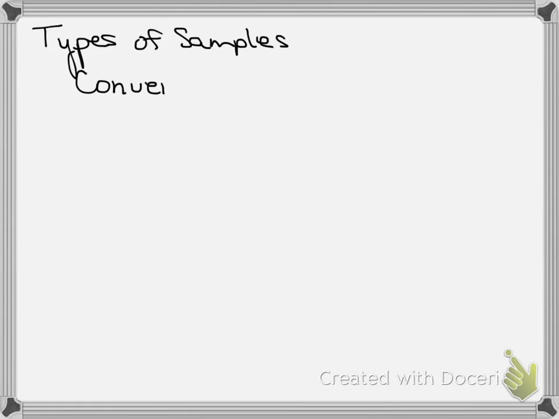So let's talk about the types of samples. We're going to get into more detail about these types and some issues with them later, but we're just going to introduce the types. The first one we're going to talk about is called a convenience sample. The reason it's called a convenience sample is because it's convenient, it's easy.